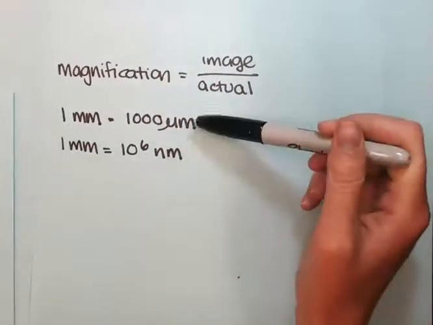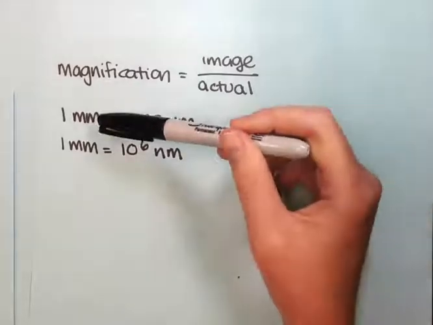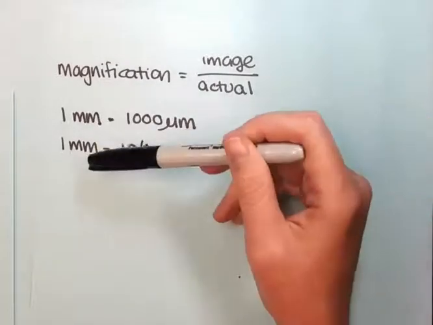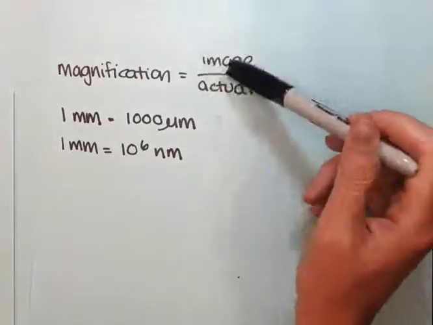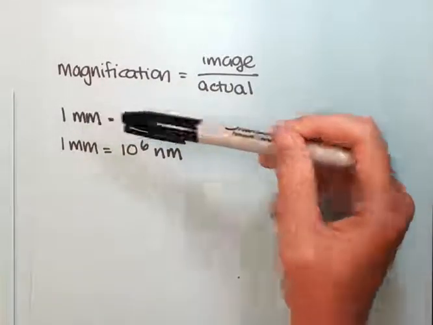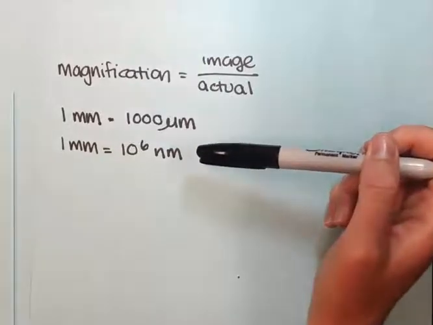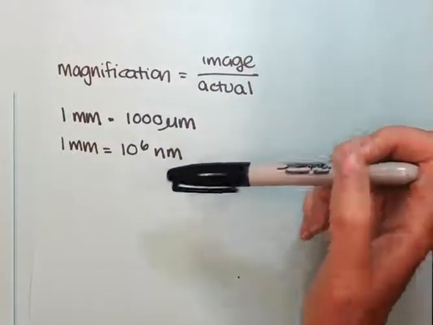A couple of conversions we probably want to keep in mind: millimeters to micrometers or millimeters to nanometers. Anytime you're doing these calculations, you want to make sure that your units are all going to be in the same unit.